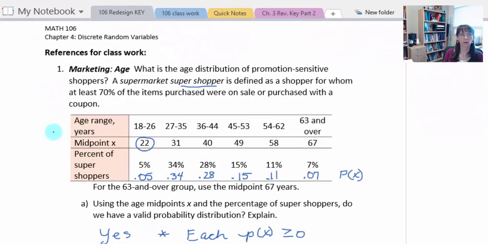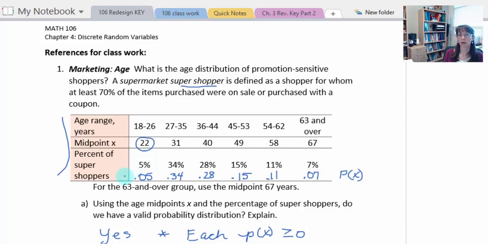In our last video, we used this table to talk about super shoppers. We were given the midpoint ages of those super shoppers and what percent, or what probability, of shoppers fell into each one of those age categories. Today we're going to use that same information.